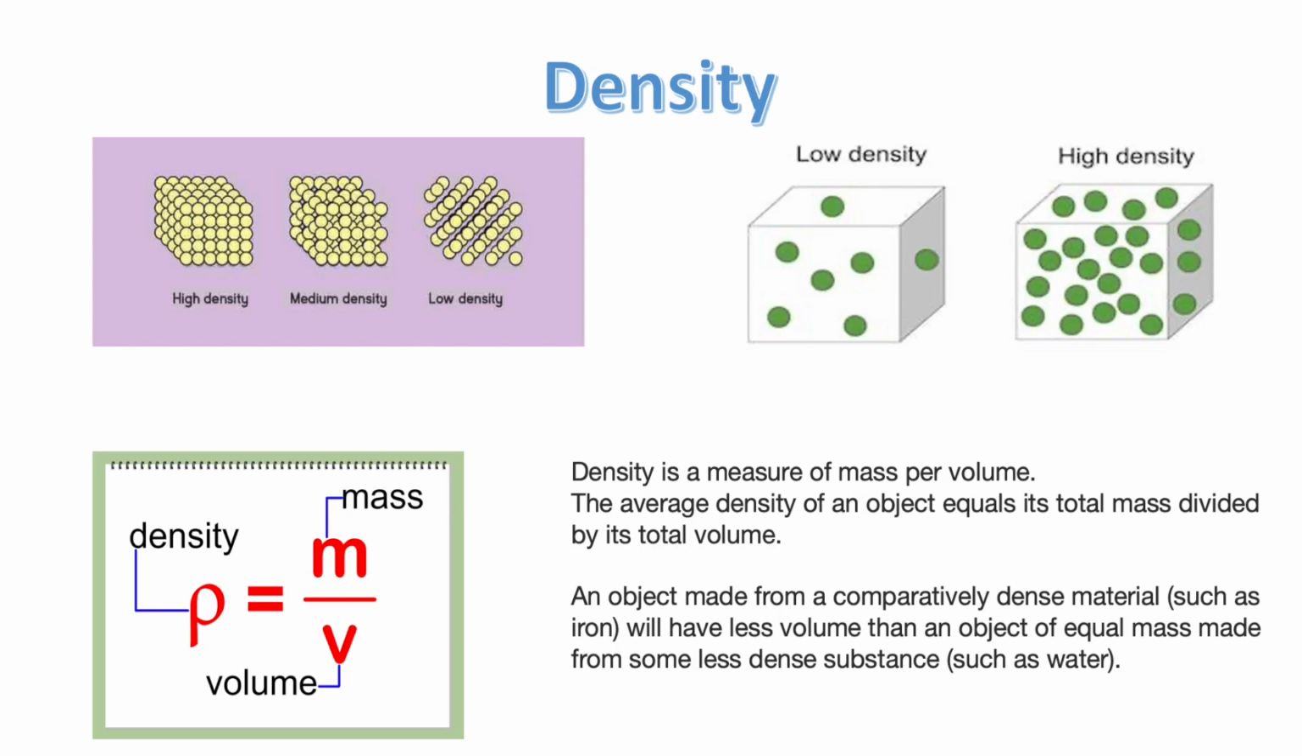Density. We already know that mass is the amount of matter contained in an object. Density is a measure of mass per volume. The average density of an object equals its total mass divided by its total volume. An object made from a comparatively dense material, such as iron, will have less volume than an object of equal mass made from some less dense substance, such as water. Here we can see rho equals mass divided by volume. Rho is a Greek letter. It represents density.